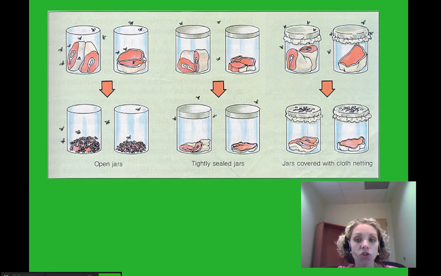And in the jars with the cloth netting, again, the flies can't access the meat. So the maggots do not land on the meat. But the flies do smell the meat, and maggots actually appear on top of the netting. So the point of this experiment is Redi was able to disprove the idea of spontaneous generation, and he was able to accept his hypothesis that maggots, in fact, come from flies. They're actually fly larvae, just like a caterpillar is a larva of a butterfly.